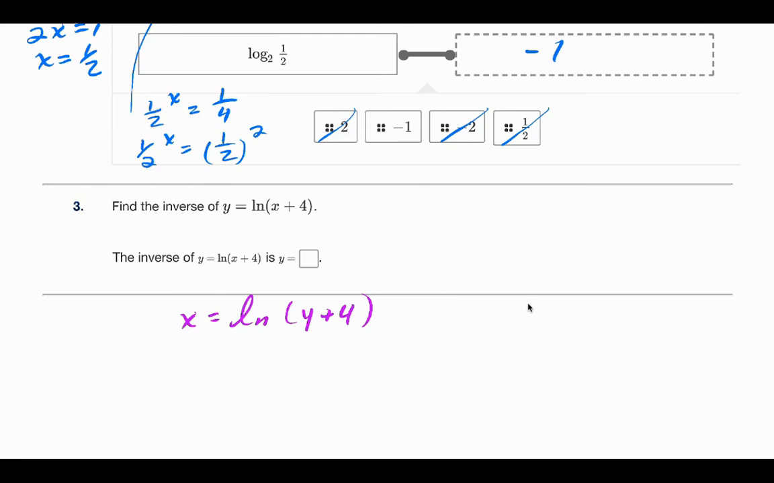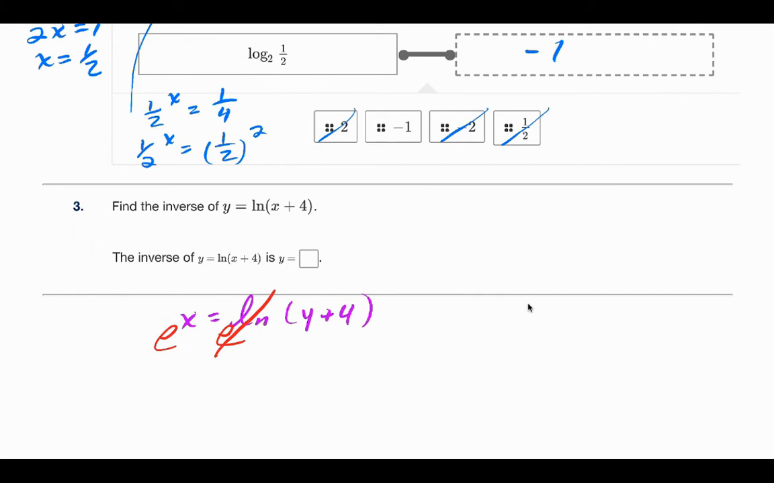Remember, a way to get rid of a natural log is to e both sides. If I do that, we know that the e and the ln kind of cancel.